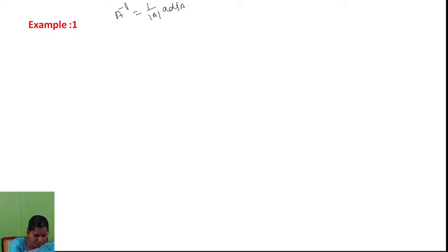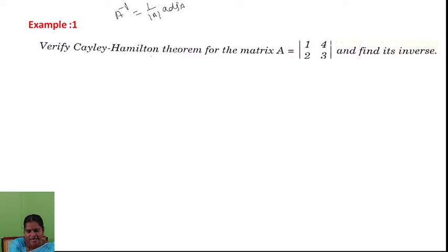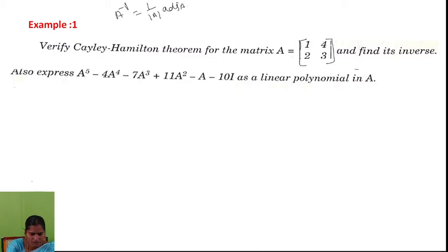Now let's come to the example. Verify Cayley-Hamilton theorem for the matrix A equal to 1, 4 and 2, 3 and find its inverse. Then from this Cayley-Hamilton theorem, also express this equation. This is the fifth degree polynomial in A. We have to express this fifth degree polynomial equal to some other linear polynomial. Linear polynomial means the polynomial of degree 1.